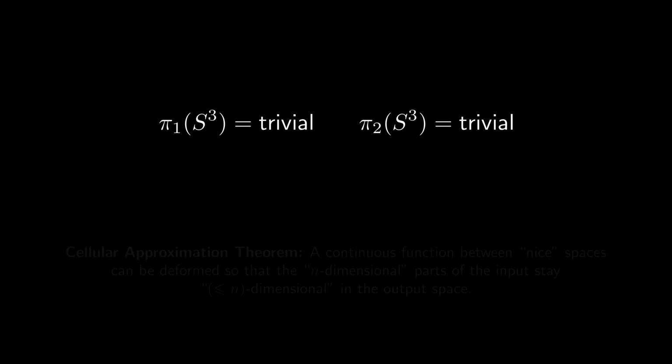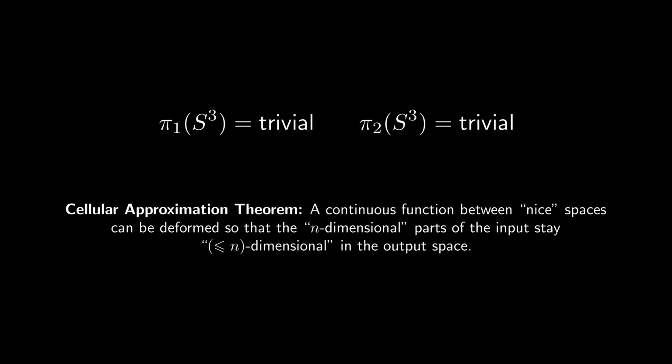So pi1 of S3 and pi2 of S3 are both trivial. This is a special case of what's called the cellular approximation theorem, which very roughly says that if you have a continuous map, the two-dimensional parts of the input space can be homotoped to stay at most two-dimensional in the output space. So a map S2 to S3 doesn't need to touch the three-dimensional entirety of S3. It can be deformed to miss some point, like our yellow point, and then pushed away from that point back down to the base point.